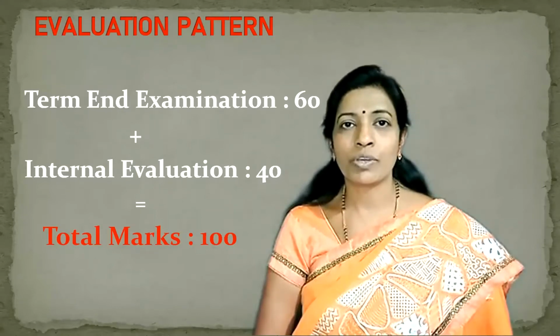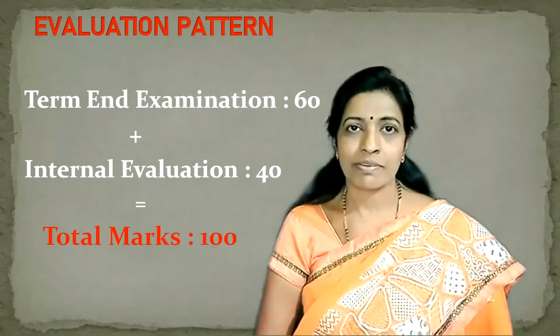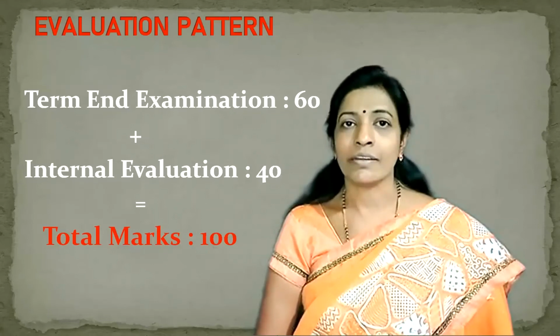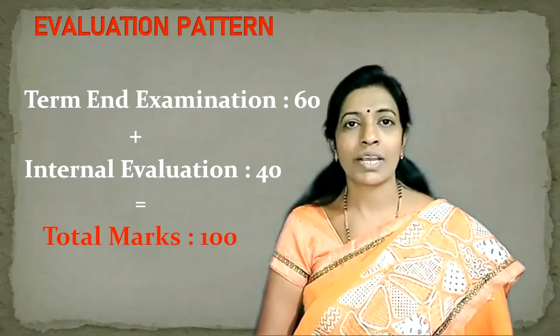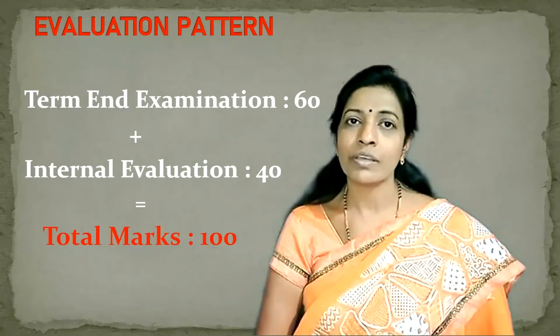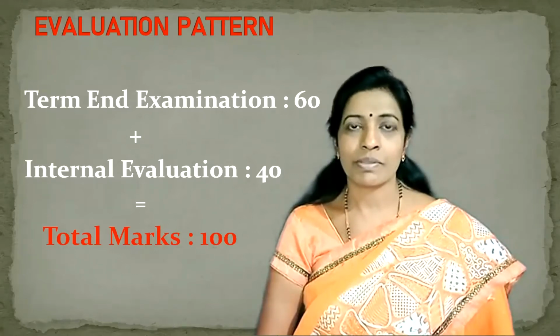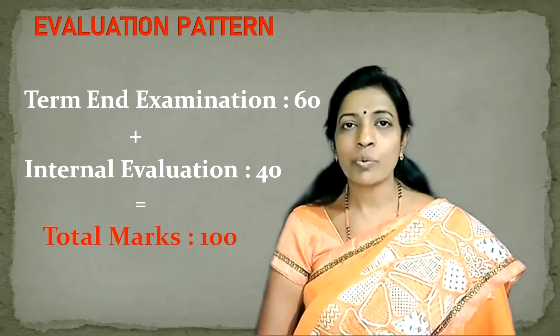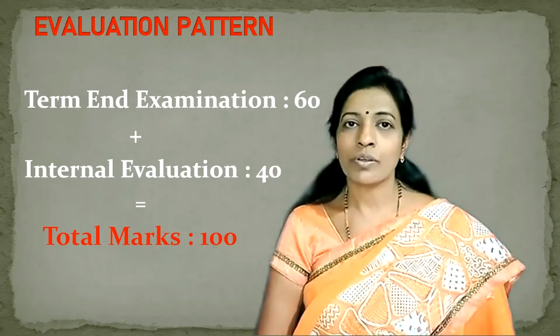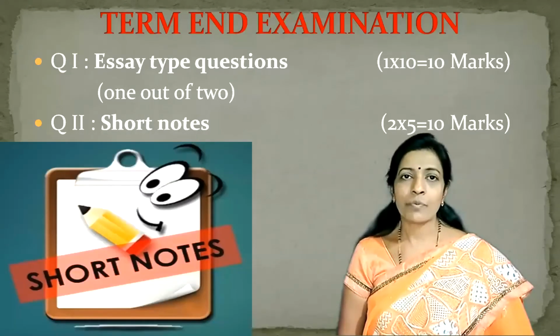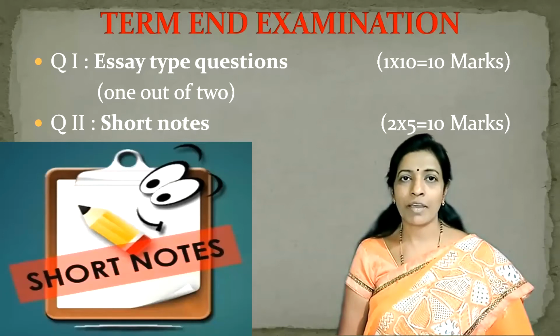Internal evaluation usually refers to a continuous process of evaluation which takes place during the entire semester. So, it may include different kinds of activities such as tests which have been conducted, the assignments which have been given to you, as well as the seminars and presentations which you make during the course. The term end examination is the theory paper which you give at the end of the semester. In this way, these two kinds of evaluations together will get you the 100 marks which is needed to clear the first semester. Let us now see which are the different types of questions which you will have to prepare for during the term end examinations.